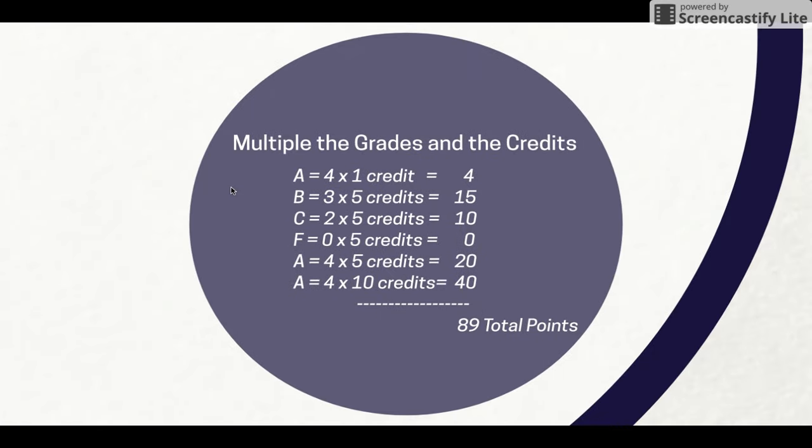So, multiply the grades and the credits. So in our class where it was advisory, the A was a 4. We would multiply it by 1 credit, giving the student 4 points. In the math course, the student received a B. It's 3 points times 5 credits, and so on and so forth. So when we add up the right-hand column, we get a total of 89 points.